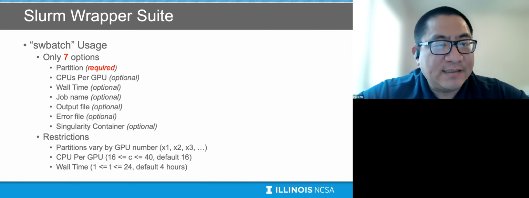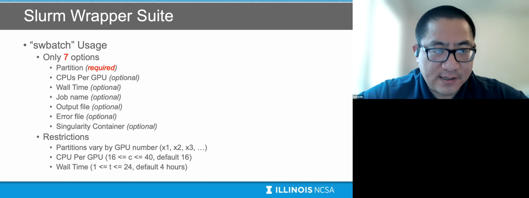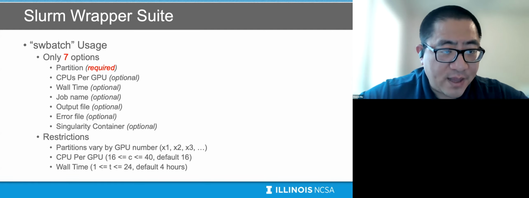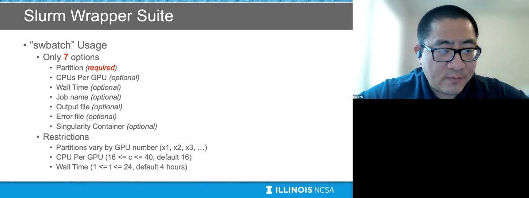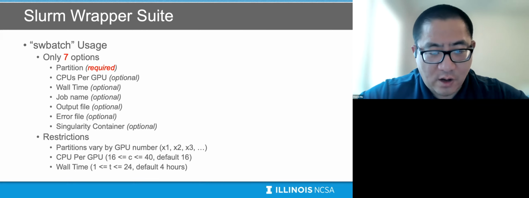Again, SWbatch tries to make the batch script easier. So we have 7 options. Still, only one option, the partition name, is required. The other options are CPU per GPU, wall time, the job name, the output file name, error file name, and the Singularity container.